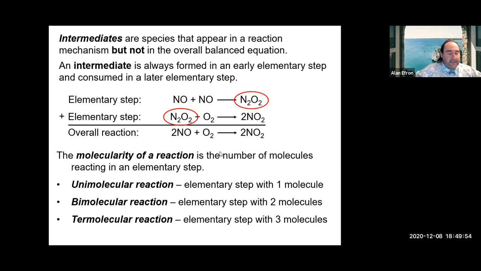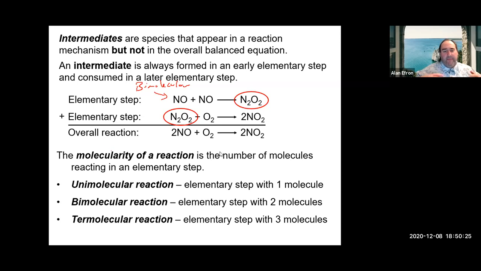When we look at these elementary steps, we can classify them as being unimolecular, which means there's basically just one molecule reacting on the reactant side. It could be bimolecular, which means there's two reactants reacting, or termolecular, which means that there are three reactants reacting. Each of these elementary steps here would be considered bimolecular, right? They both have two molecules reacting here.